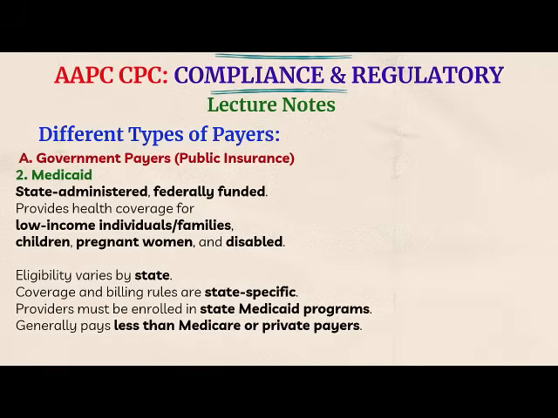The second type of government payer is Medicaid. It is state administered and federally funded, and provides health coverage for low income individuals or families, children, pregnant women, and disabled. Eligibility varies by state. Coverage and billing rules are state specific. Providers must be enrolled in state Medicaid programs, and it generally pays less than Medicare or private payers.